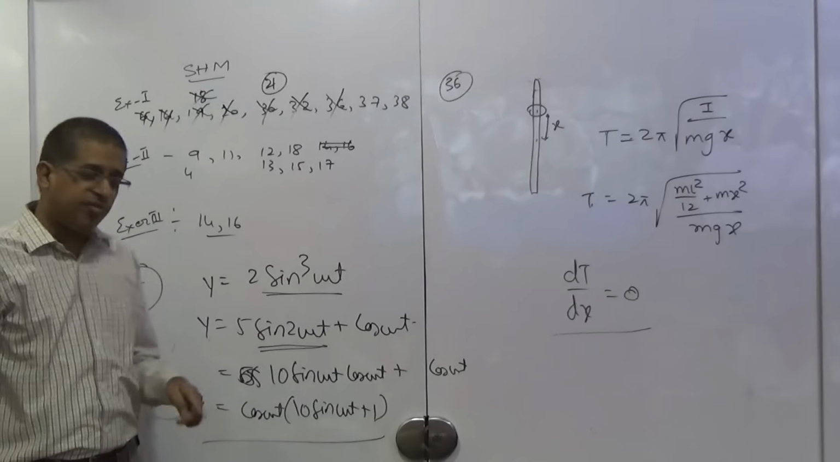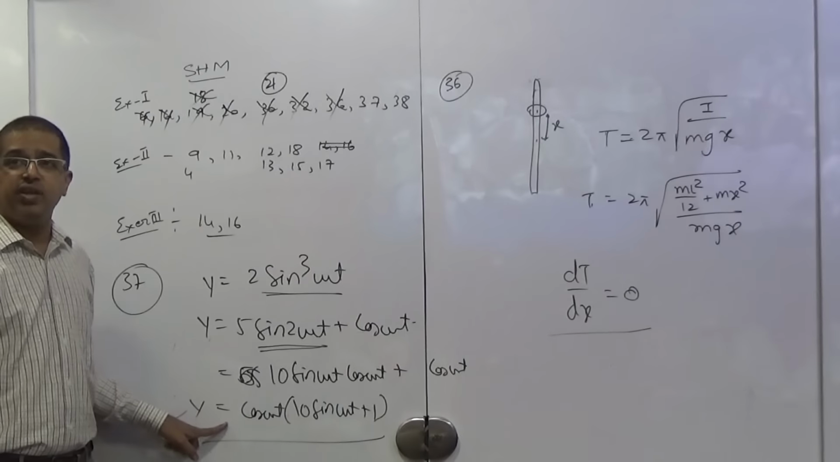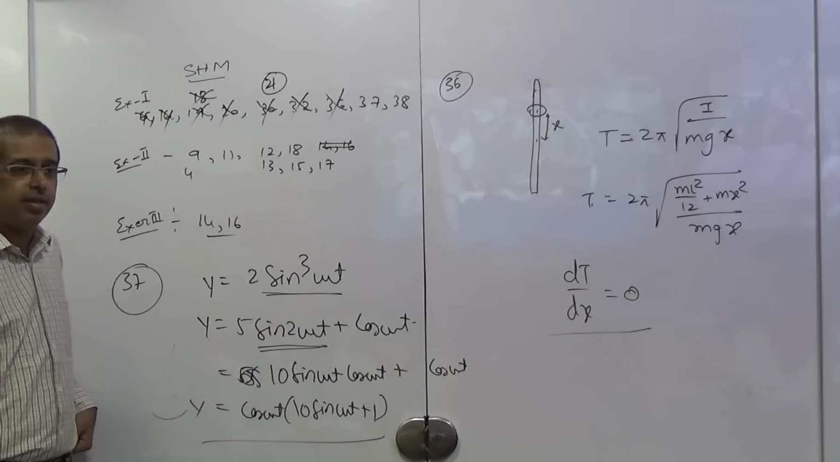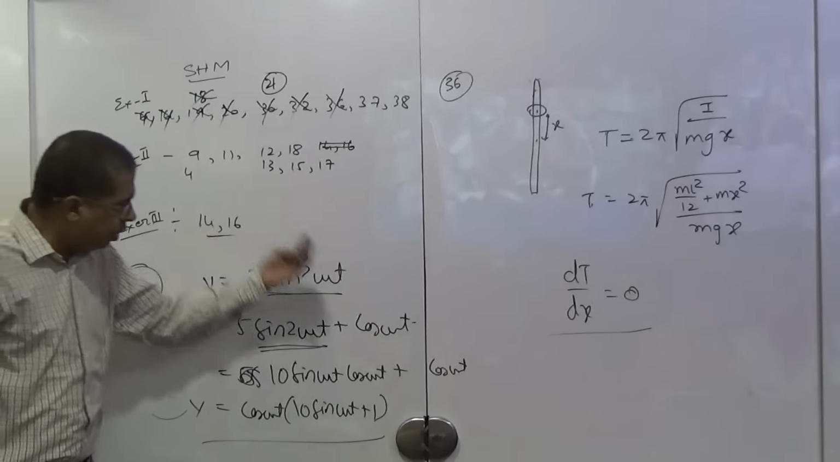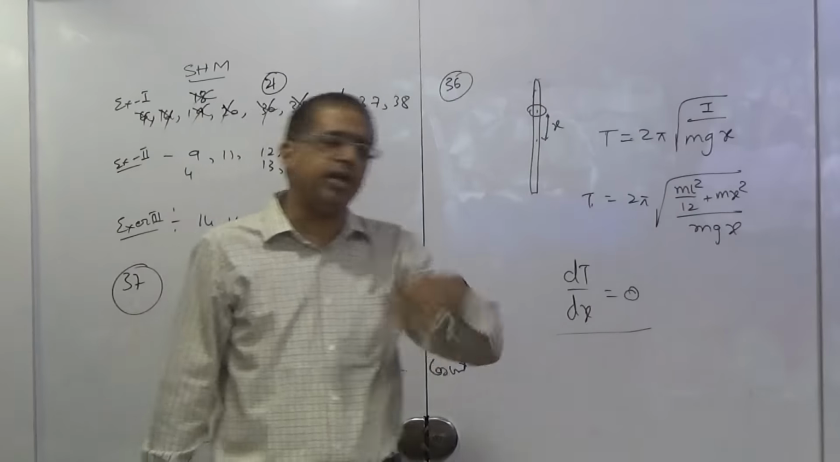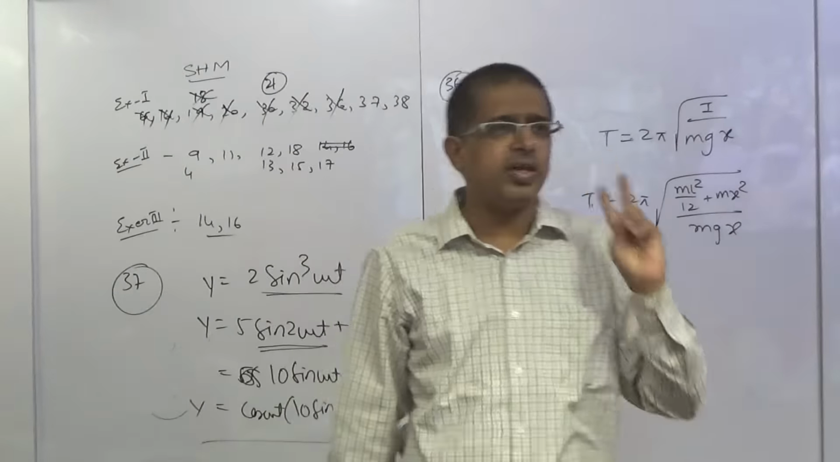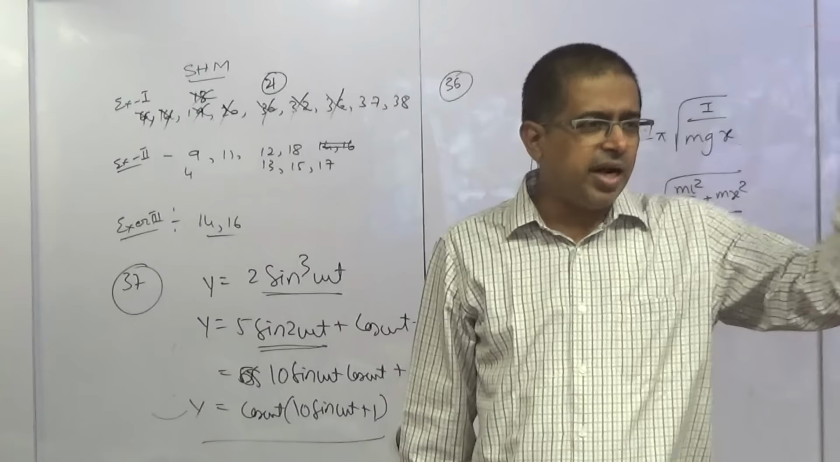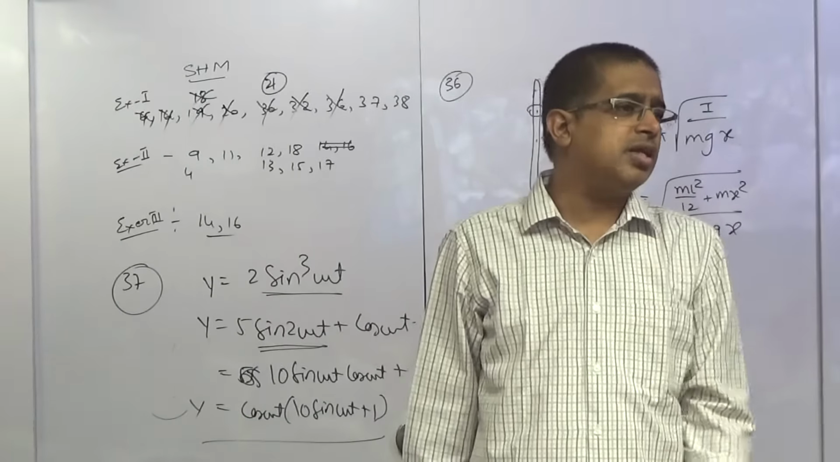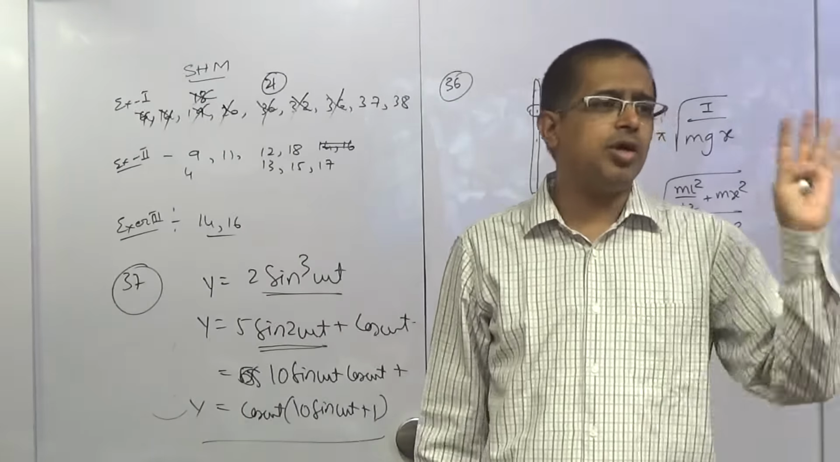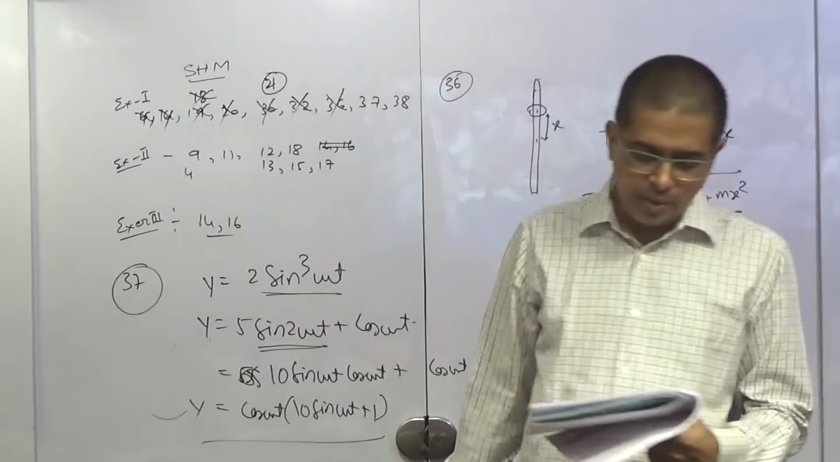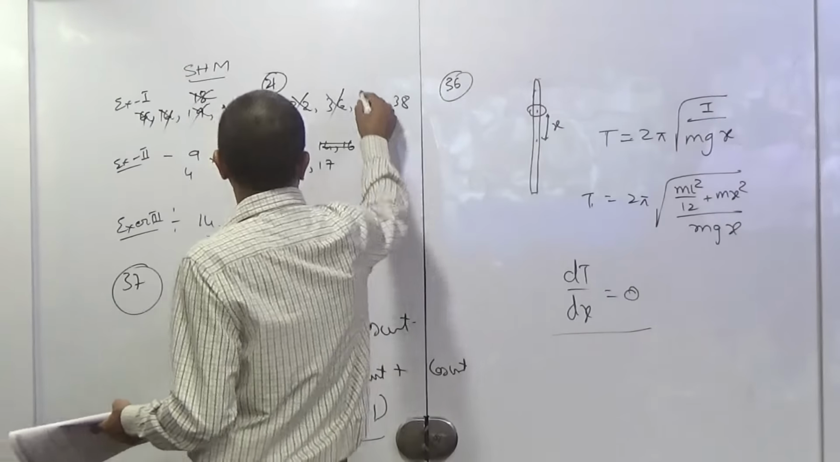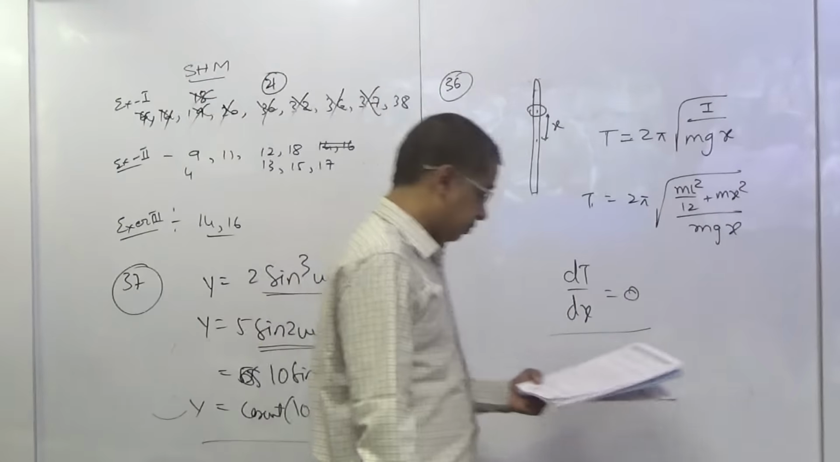You want to cross verify? Differentiate this twice and verify if that is directly proportional to y. Or don't do any of this. You are not good at trigonometry, I am okay with it. You know to differentiate twice, right? Differentiate y twice. If that is directly proportional to y, it is an SHM. If it is not, it is not an SHM. Simple, right? 37.